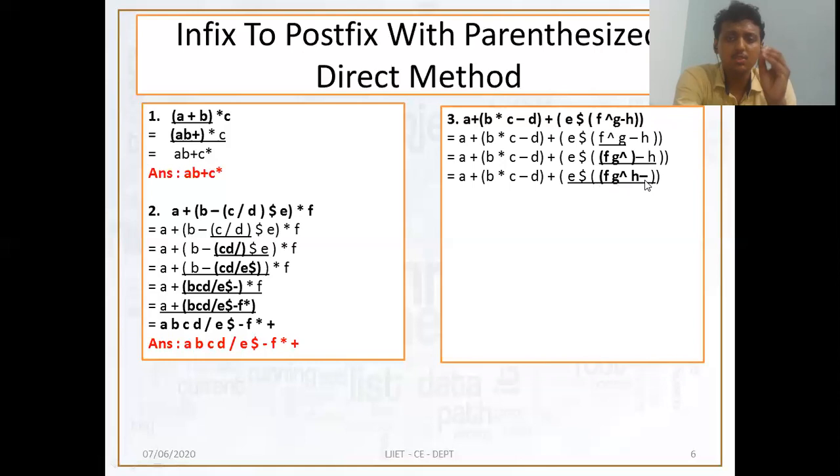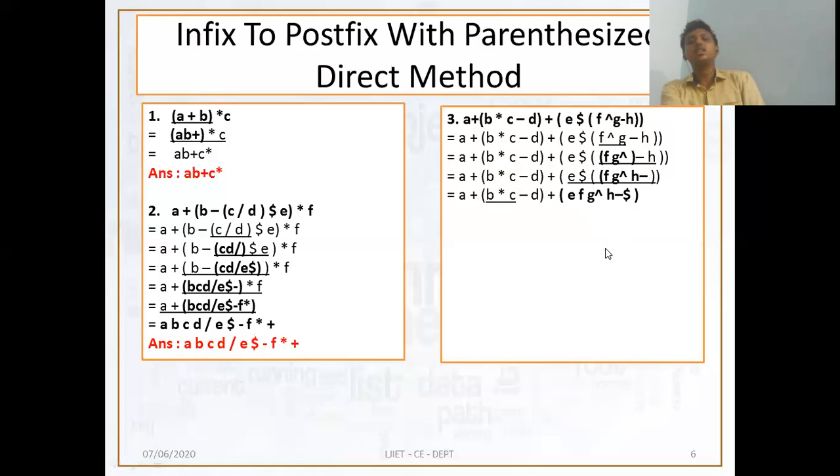Okay. Some students ask me one question: Sir, why are we not solving this bracket? Okay. You can solve it in parallel because both brackets are separate from each other. They are not dependent on each other. So you can solve both brackets in parallel. But right now, for my easiness, so that I don't make any mistakes, I'm just solving the second, prioritized bracket first. Okay. Now combine E and FG caret H minus with dollar, and solve it.